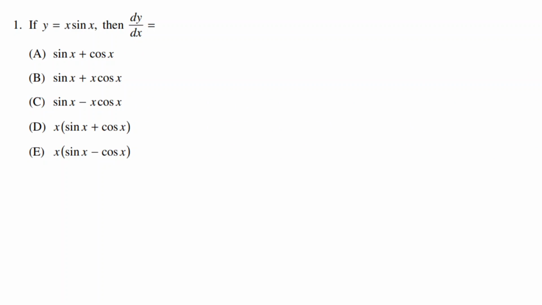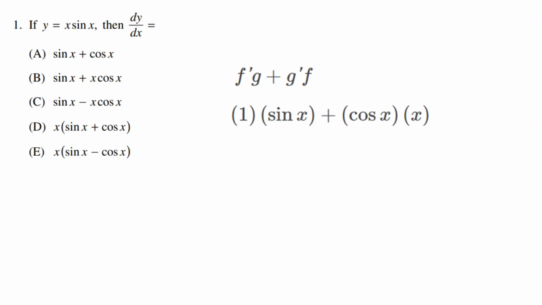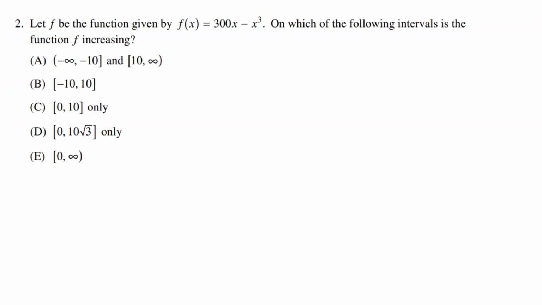Number 1 is a quick derivative using the product rule, which is f prime times g plus g prime times f. 1 times sin x plus cosine x times x. The answer is B. In number 2, we are given a function and we need to find increasing, so we take the derivative.